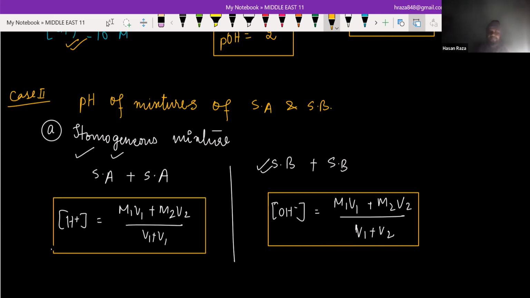So, in the previous class, we learned how to calculate the pH of an acid or base individually. In this class, case two, that is the pH of a mixture of a strong acid or a strong base. There are two types of mixture: homogeneous mixture, which means an acid mixed in acid and a base mixed in base. Since it is acid, we will have H plus concentration equal to M1V1 plus M2V2 upon V1 plus V2. And since it is base, the concentration of OH minus is M1V1 plus M2V2 upon V1 plus V2.